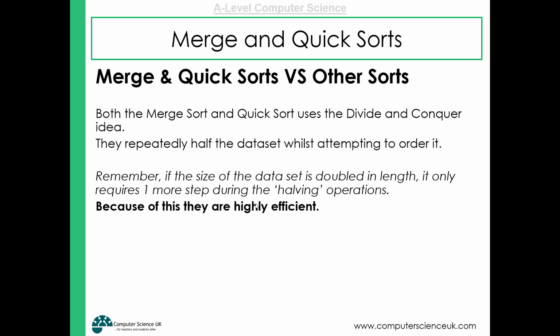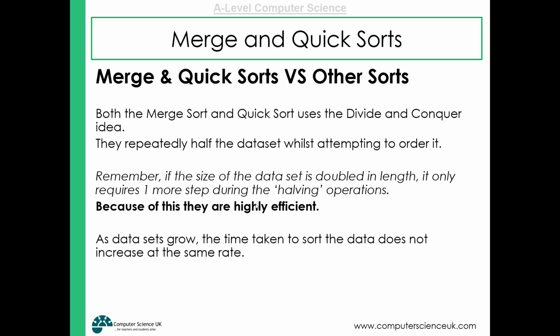That's really efficient. If you scale up the algorithm that you have to work through, if you're doubling it, making it twice as big, and you only have to do one more operation, then that's great. So as the dataset grows, the time taken to sort the data does not increase at the same rate, and that's really important to recognize with any algorithm that uses this divide and conquer method. But it's not as straightforward as that.